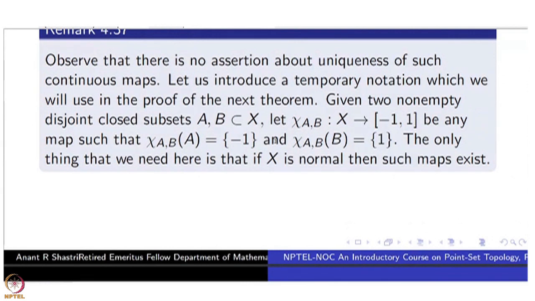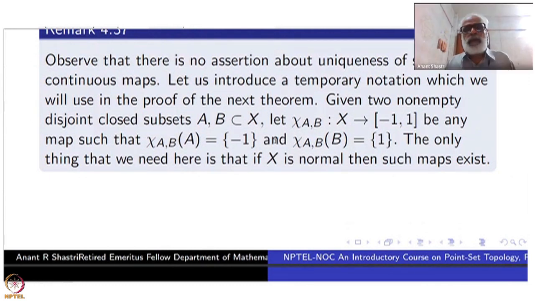Okay. So one very specific special function I want to have, and I am going to use that. So I am going to introduce a temporary notation, like in measure theory, you have the characteristic function. Let us introduce a temporary notation, which we will use in the proof of the next theorem. Given any two disjoint closed subsets A and B of X, let us denote chi of AB, so it depends upon both A and B, a continuous function from X to minus 1, plus 1, such that on A it is minus 1 and on B it is plus 1.